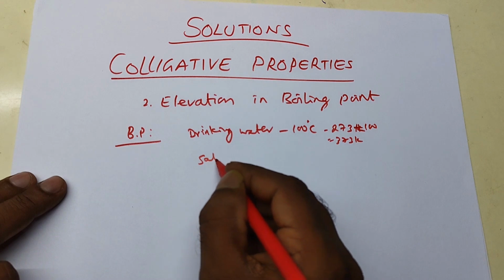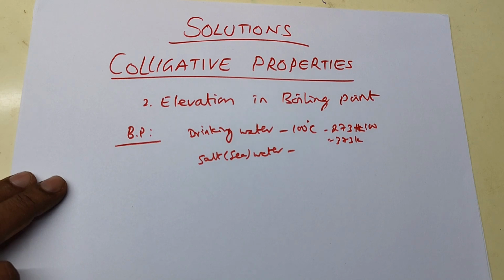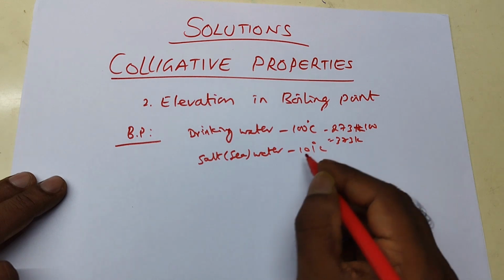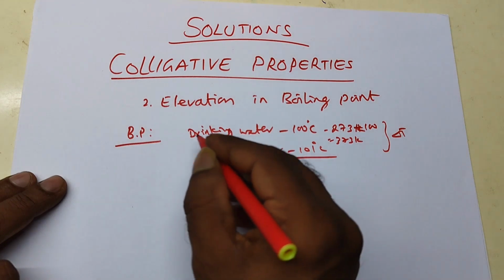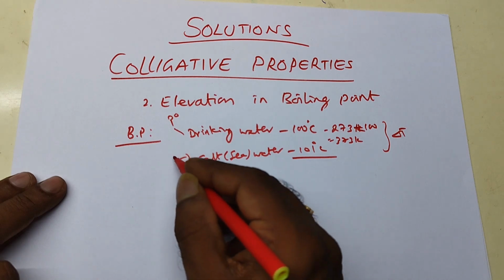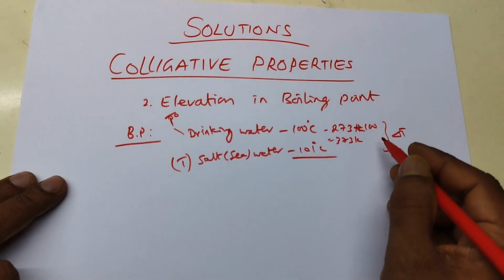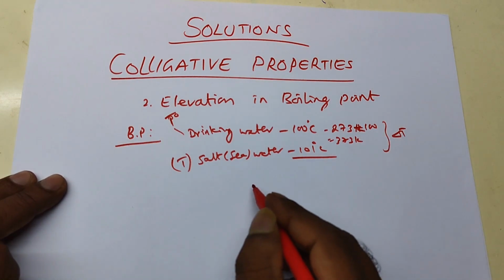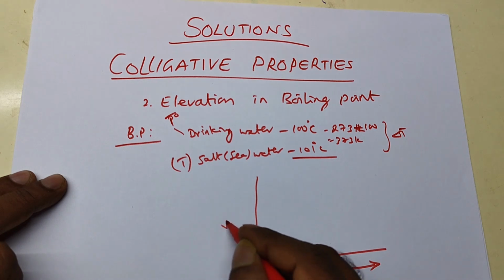Suppose it is salt water or sea water. What happens to the boiling point of sea water? It will be slightly increased, for example 101 degrees centigrade or something else. So the difference is delta T. Here this is the pure solvent, T naught, and this is the solution, T. So the difference is delta T.